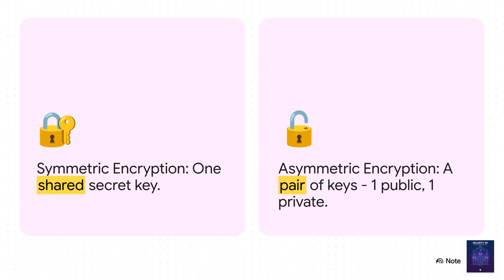So what was this big idea? Well, instead of everyone sharing one single secret key, the breakthrough was to use a pair of keys that were mathematically linked. One of those keys would be public. You could shout it from the rooftops. And the other would be kept completely private. This is the whole idea behind asymmetric or public key encryption.